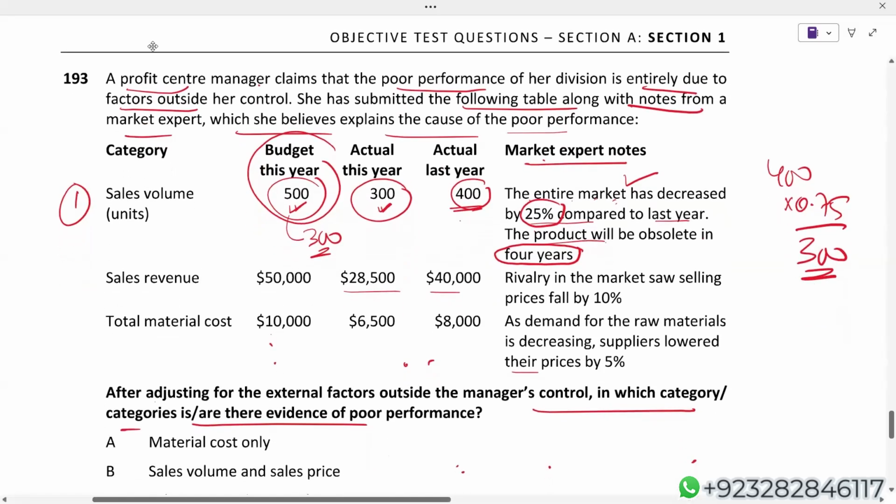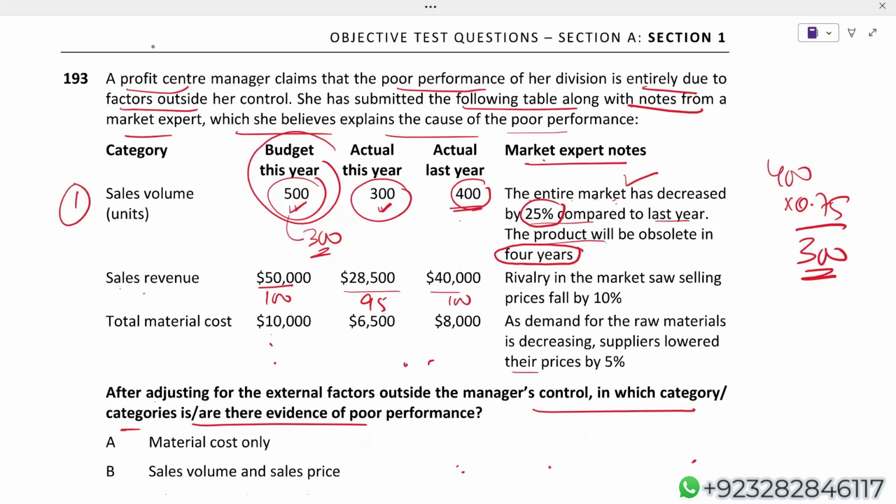Okay. Sales revenue. Look at this. 50,000 divided by 500, the selling price is 100. 28,500 divided by 300 gives me the selling price of 95. Last year it was again 100.